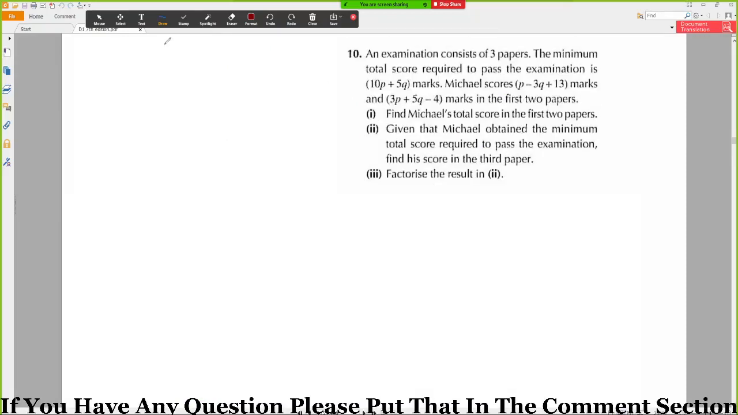An examination consists of 3 papers. The minimum total score required to pass the examination is 10p plus 5q marks. Michael scores p minus 3q plus 13 marks and 3p plus 5q minus 4 marks in the first 2 papers. Find Michael's total score in the first 2 papers. Paper 1, paper 2, paper 3.